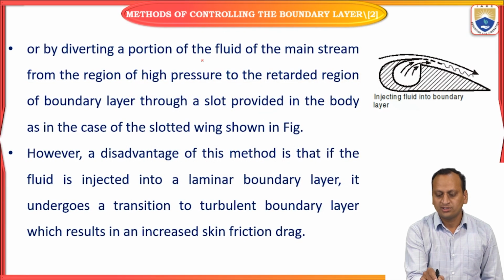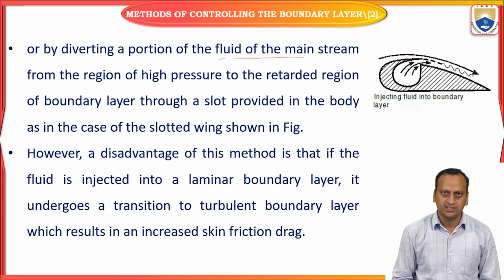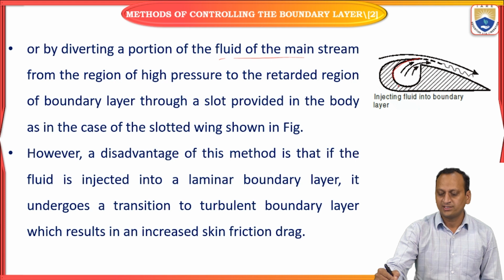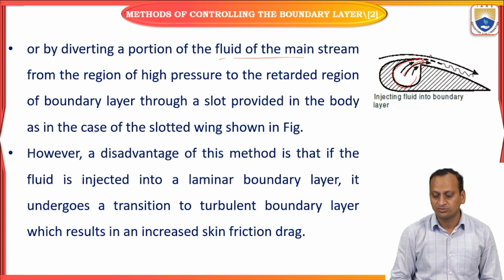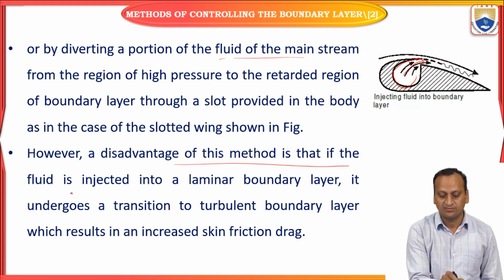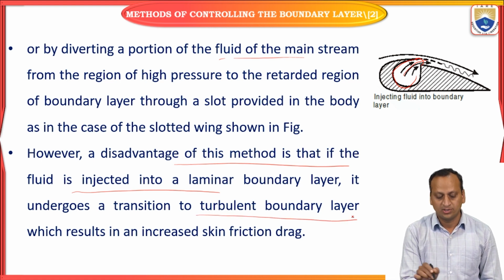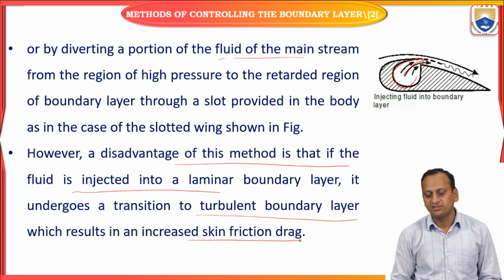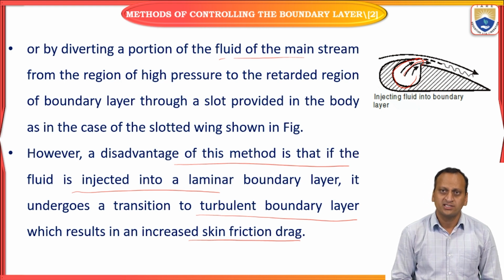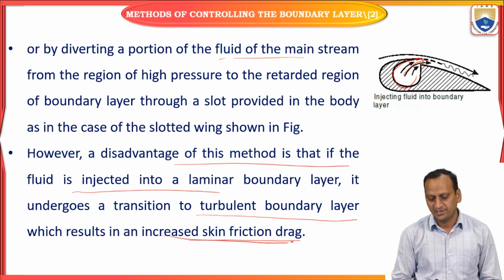Or by diverting a portion of the fluid of the mainstream from the region of high pressure to the retarded region of the boundary layer through a slot provided in the body, as in the case of a slotted wing. So in this diagram, for this slotted wing, we can see how it is going to be injected into the mainstream. However, a disadvantage of this method is that if the fluid is injected into a laminar boundary layer, it undergoes a transition to a turbulent boundary layer, which results in increased skin friction drag. So this is one of the disadvantages of this method. By accelerating the fluid, there is a development of skin friction drag.